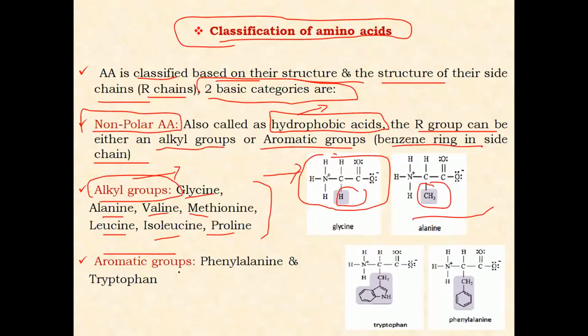Next is the aromatic group. It consists of phenylalanine and tryptophan, and we discussed that it contains a benzene ring as a side chain. So you can see here, this is tryptophan, and this is phenylalanine. So these are aromatic groups, which is the type of non-polar amino acids.